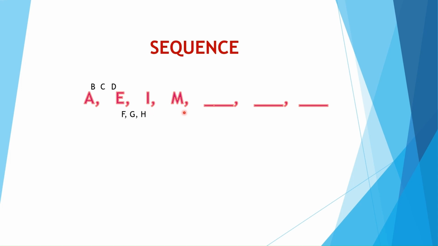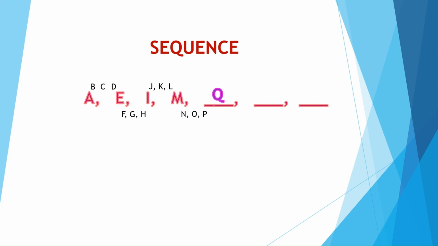Between I and M are J, K, and L. Between M and this letter are N, O, P. So the next letter after M is Q.